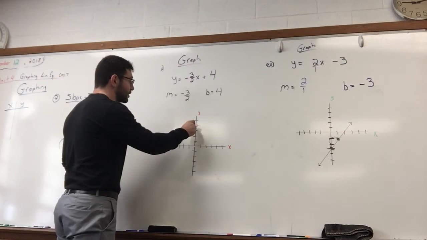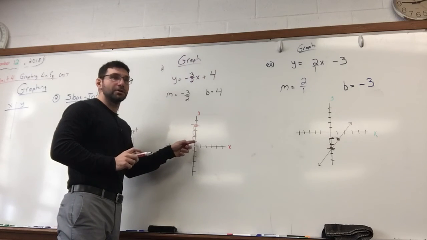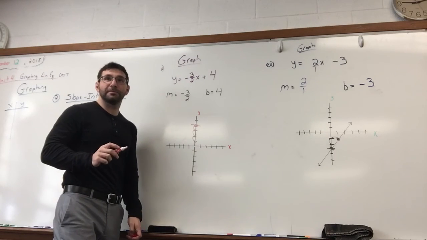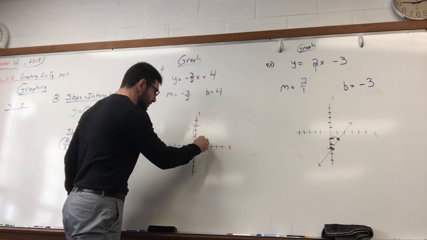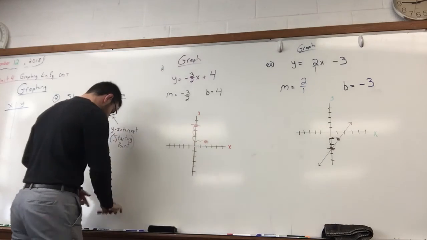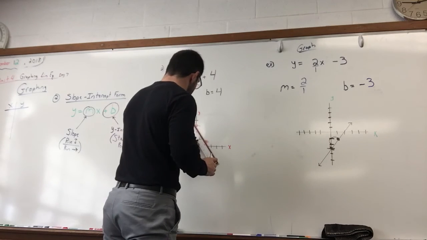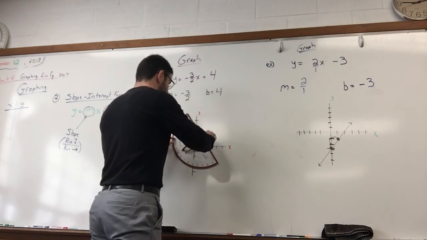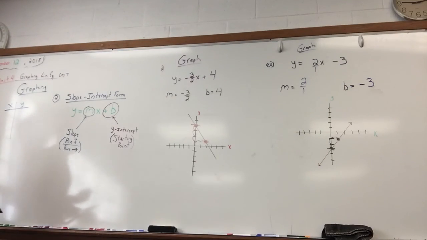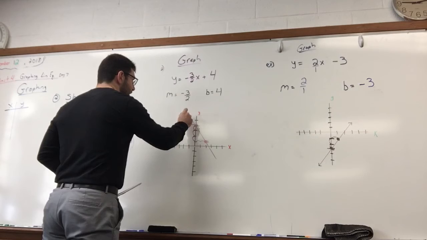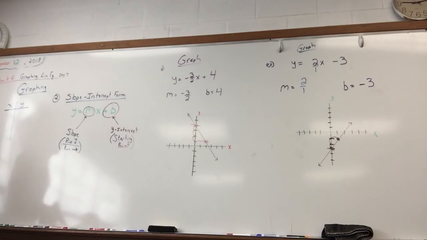So because it's negative, we're going down. 1, 2, 3. Do I put a point there? No, because we still have to run. Which direction are we running? To the right. 1, 2. Put your point. Get that ruler. Is that good? No. Why not? Because there's no arrowhead. Because an equation goes on forever.